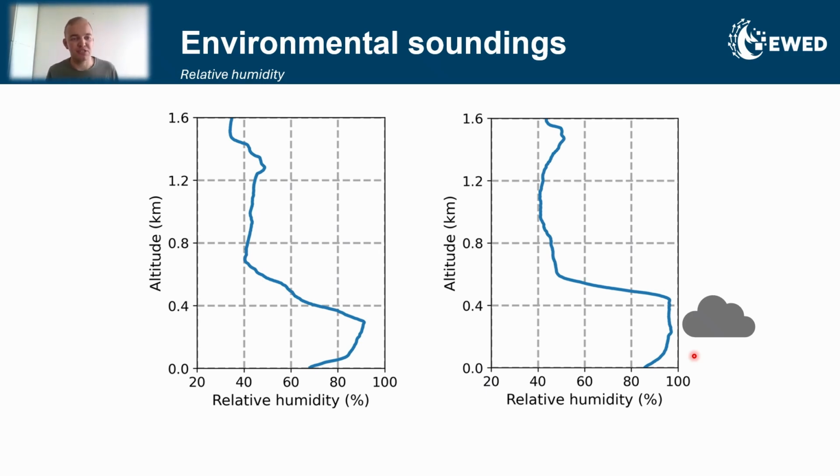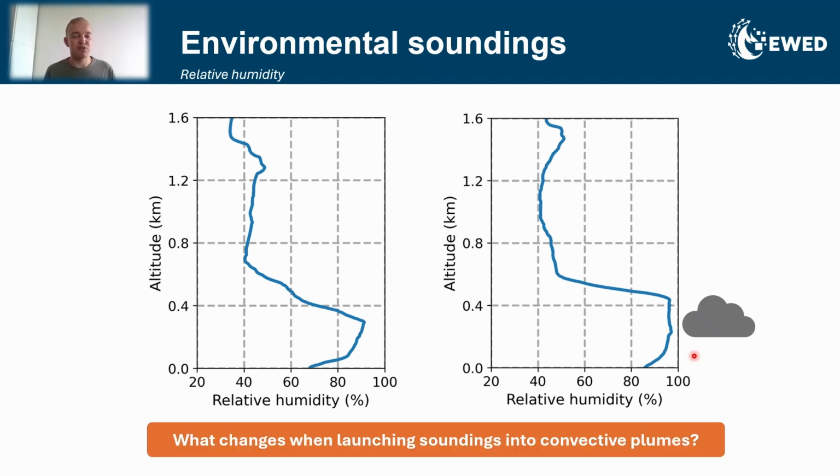What did I actually measure? To get a feeling for what you measure when you actually release it into a plume with or without clouds, right? And the nice thing here is that you don't have the dangerous conditions that come with fires, but you can still test the theory that we described in this series. Now the question is, if we move from environmental soundings to soundings that we release into a convective plume, what would be the difference?